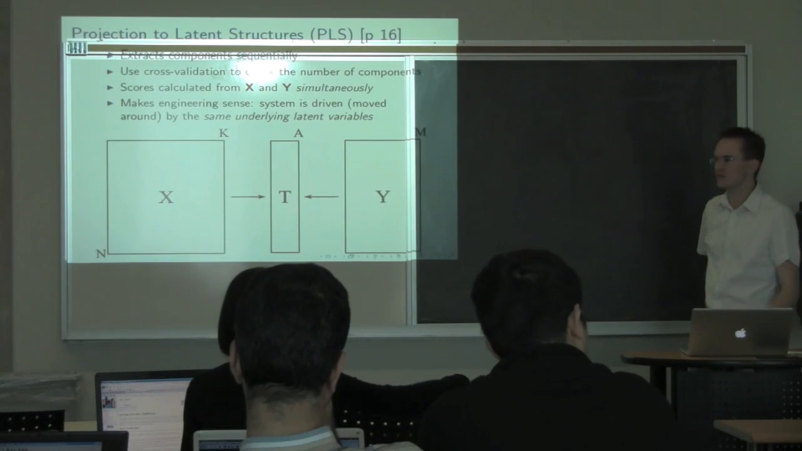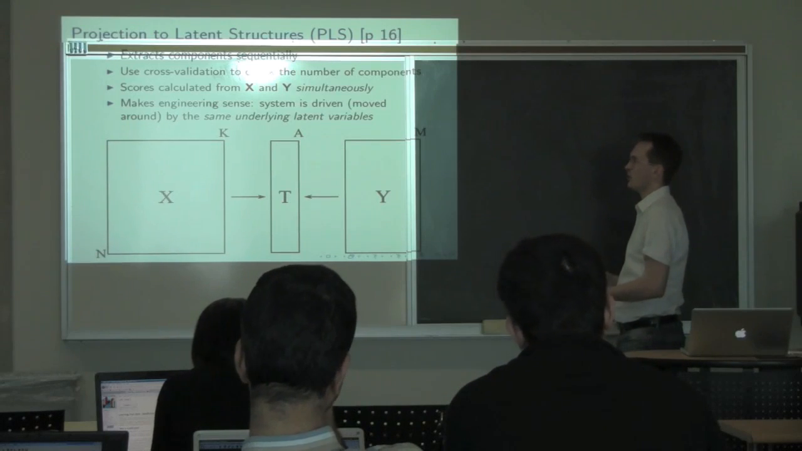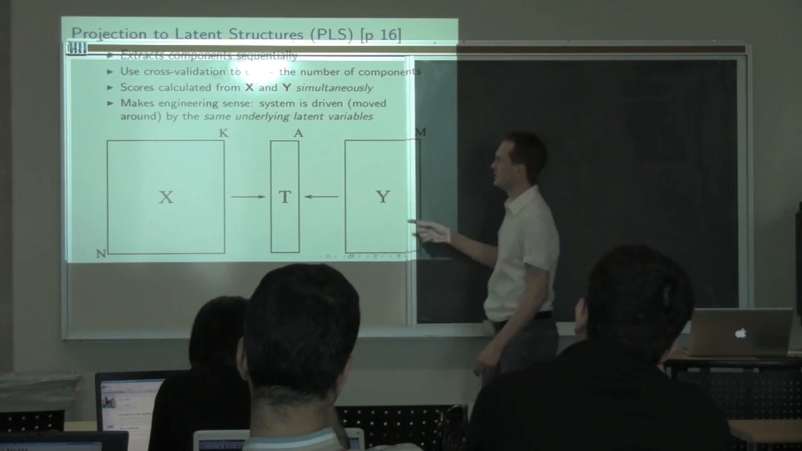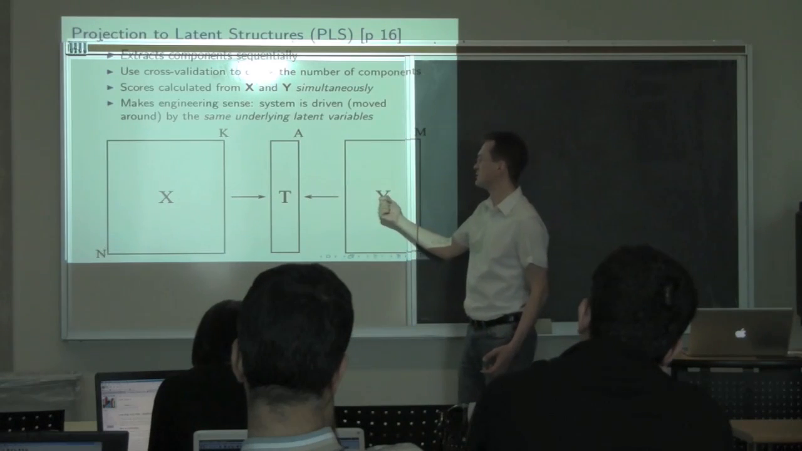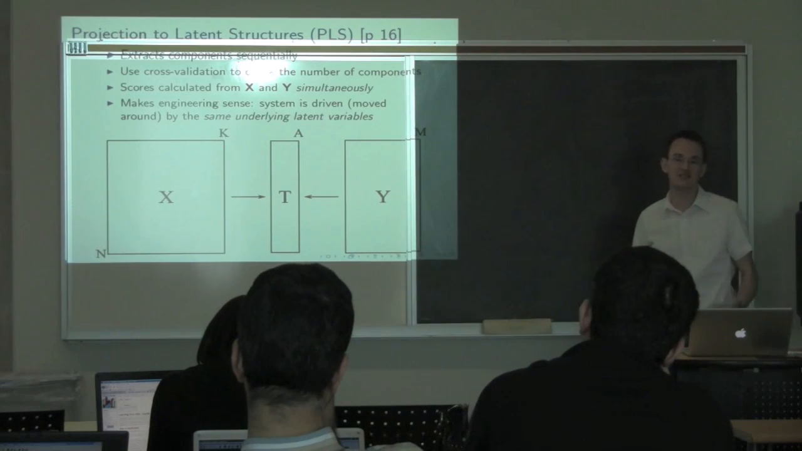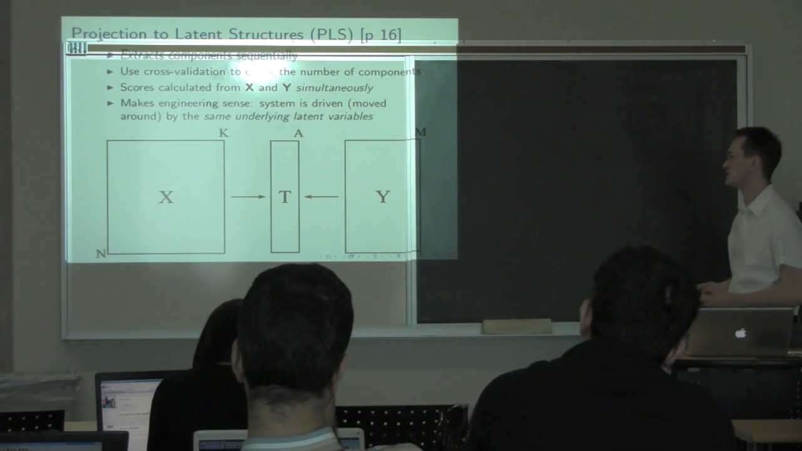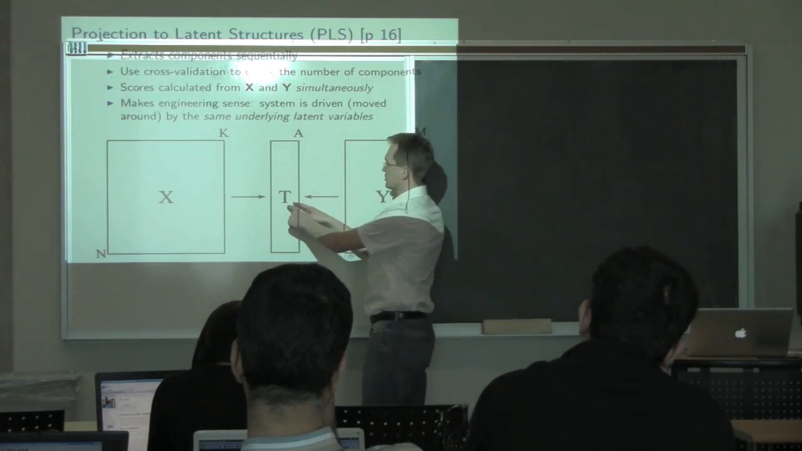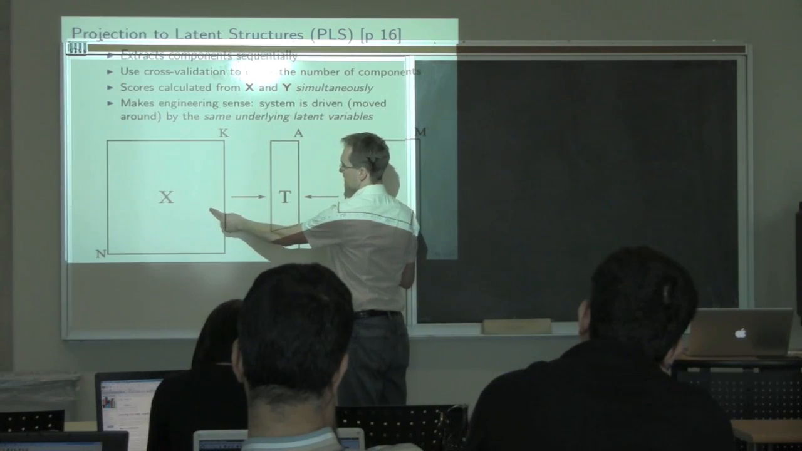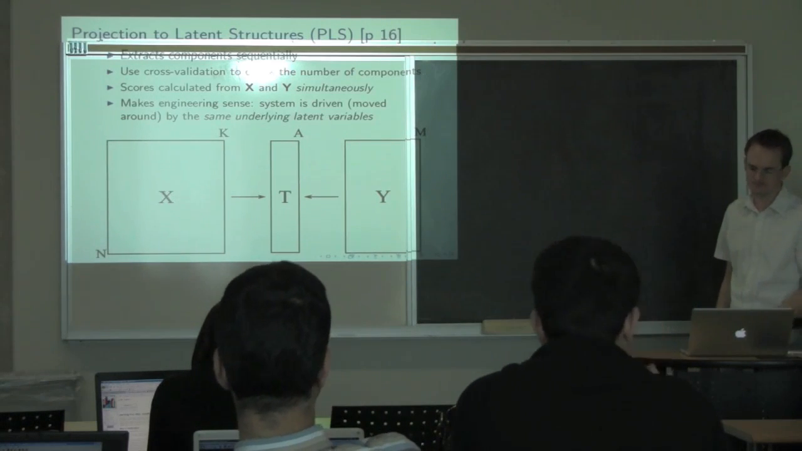And I also mentioned that this idea where we're calculating the model from the X and the Y simultaneously has some good engineering sense as well, because after all, whatever we happen to put into X and whatever we happen to put into Y comes from the same system. So it makes sense that this model is built using all this data in one go. Whatever's driving the system, the latent variables, whatever's driving the system up and down, we're going to capture inside the scores. But those scores end up being reflected in X and in Y. So that's why it makes sense to calculate the X's and the Y's simultaneously.